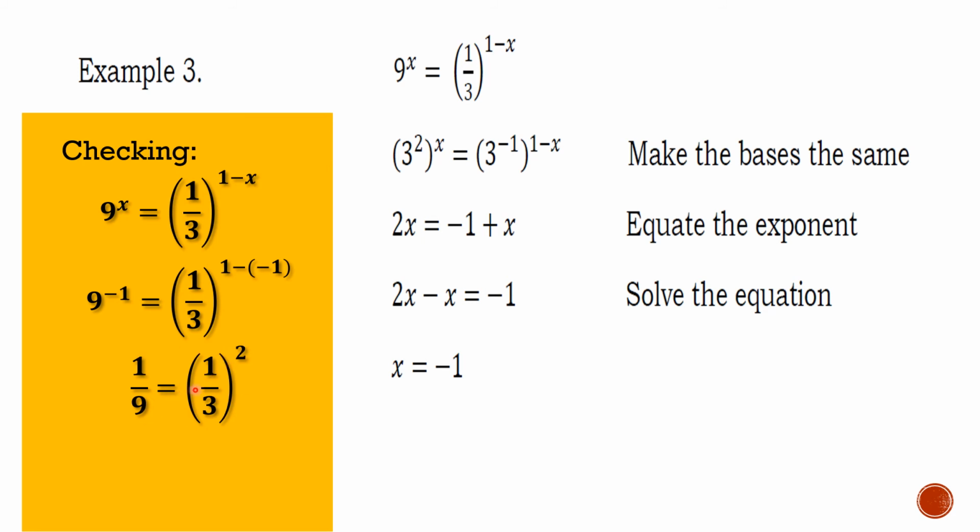And then, in this case, we have the fraction and a power. All we need to do here is to distribute the power or exponent to both numerator and denominator. So, 1 squared is 1, 3 squared is 9. So, we have here 1 over 9 is equal to 1 over 9. Therefore, our answer here is correct. Okay, let's proceed.